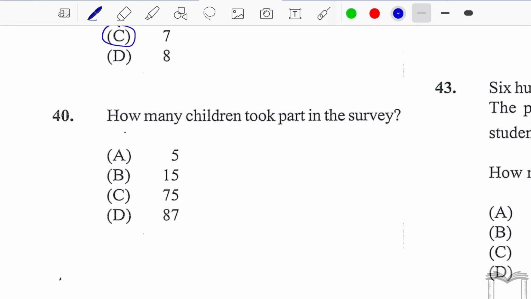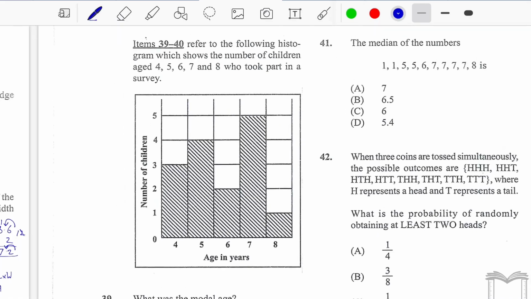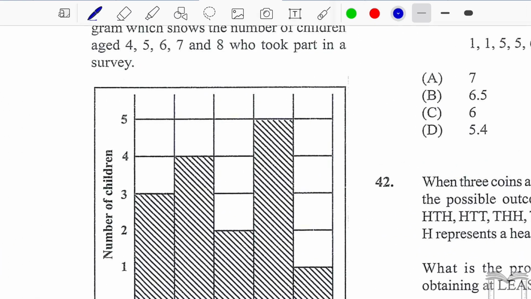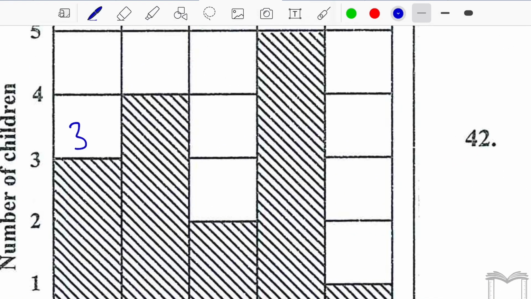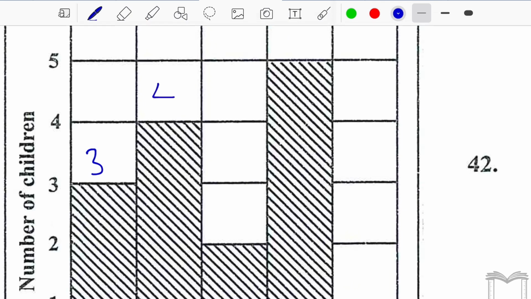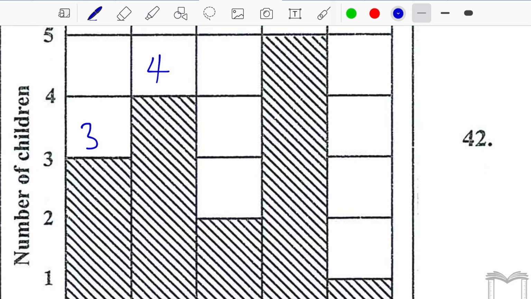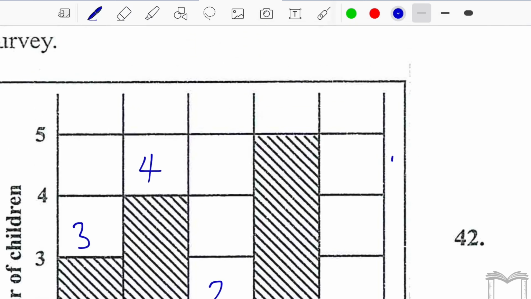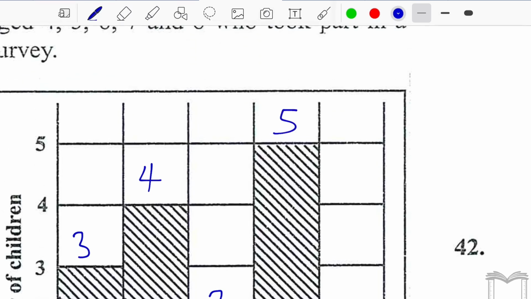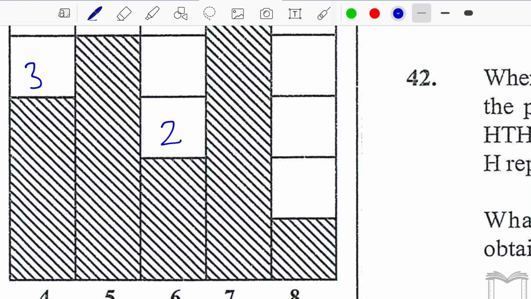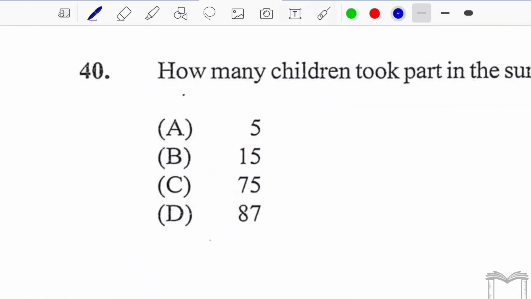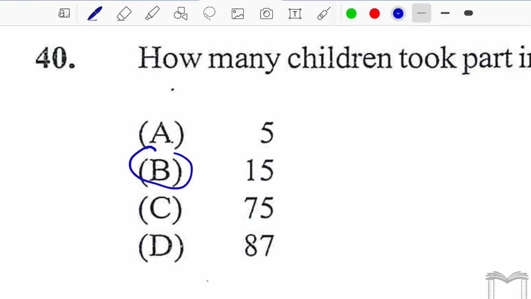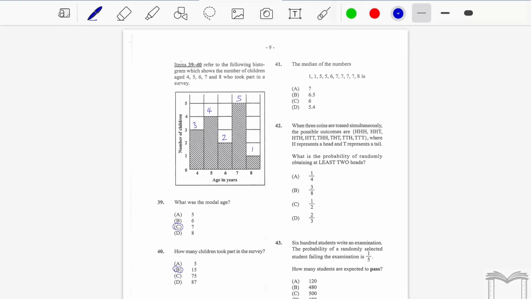Number 40. How many children took part in the survey? So we must simply add all the children. So that's 3 plus 4 is 7. 7 plus 2 is 9. 9 plus 5 is 14. And 14 plus 1 is 15. So the answer is B.